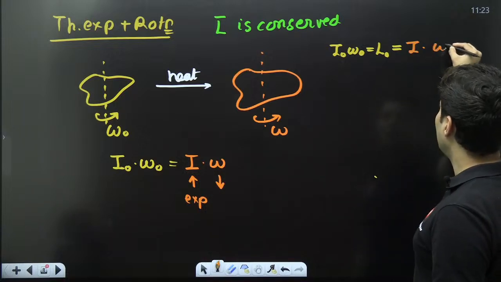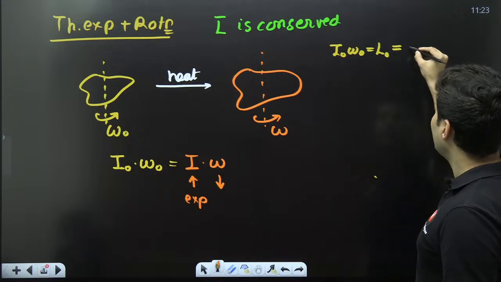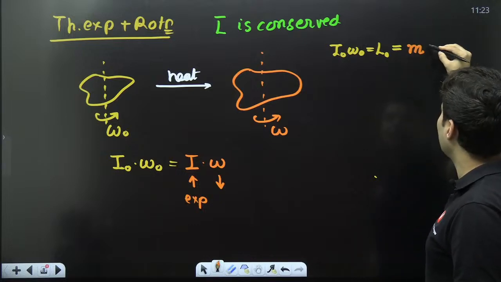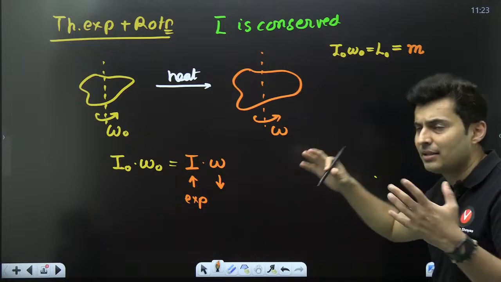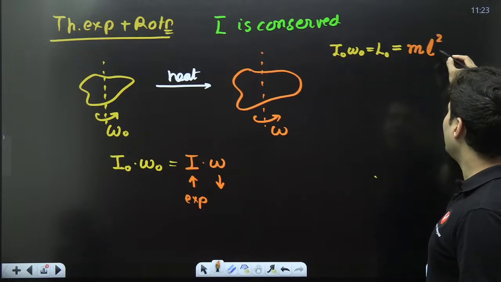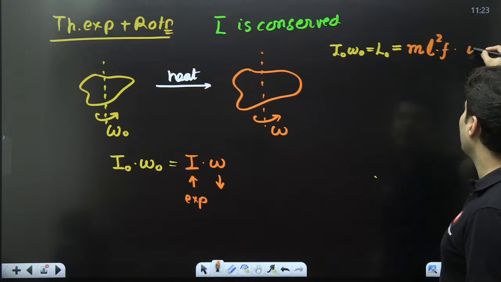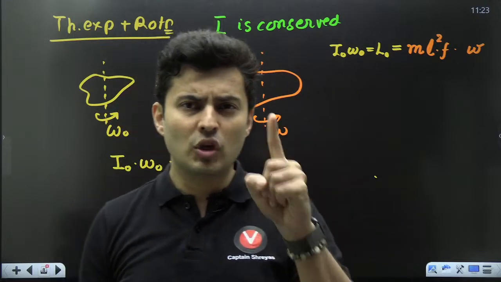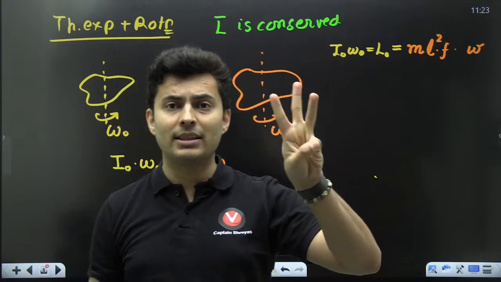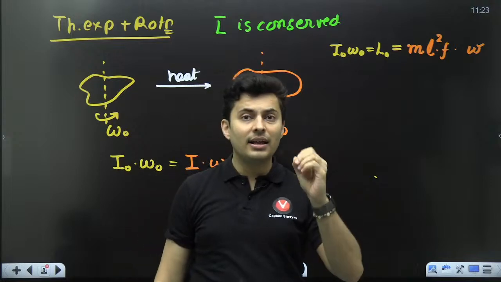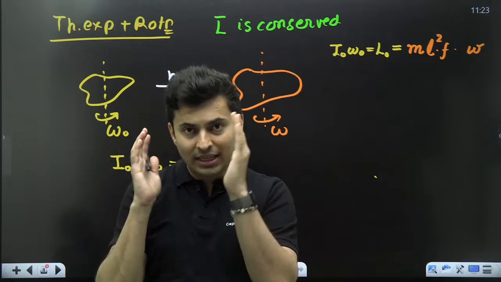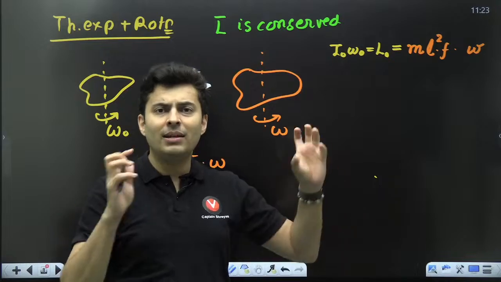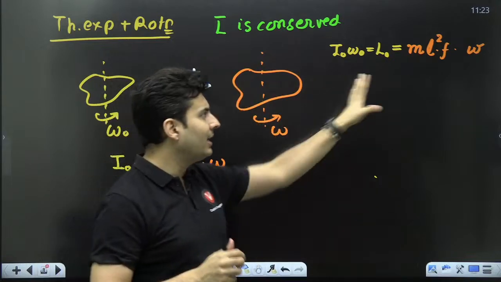This is equal to I into omega. Now I will be some m into the dimension of length will be there somewhere. I don't know, some radius, some length, ml square, and some factor will be there. And this is omega. What is that factor? Like for rod it is 1/12. For disc it is half. For solid sphere it is 2/5. For hollow sphere it is 2/3. For ring it is 1. For solid cylinder it is half. For hollow cylinder it is 1. So that factor will be there. Some m into square of the length into some number. Correct? That is how it looks like.